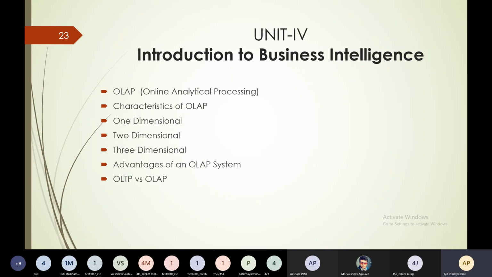Then, very important, in the last lecture we have seen OLTP, and today we are going to learn about OLAP, and at the end we are going to see the difference between OLTP and OLAP.